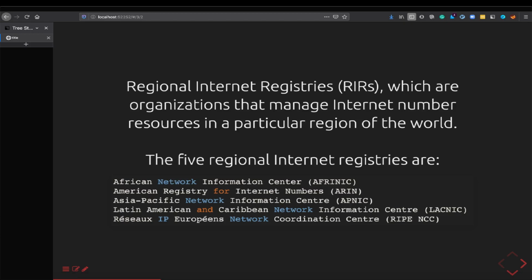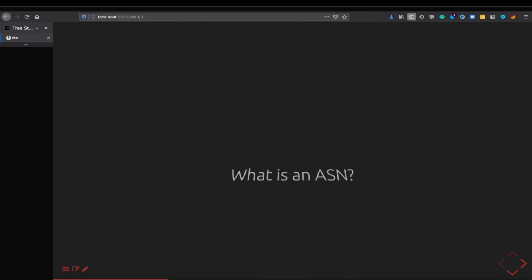So basically there are 5 regional internet registries in the world, and they are for different regions, obviously. So we have one for Africa, one for America, one for Asia Pacific, one for Latin America, and one for European regions. Okay, and these are the short forms that are used for each of these registries. I think we will come across these in the later parts of the presentation as well. So I think you should just have a look at this. Okay, so the next thing we are interested in is what is an ASN.